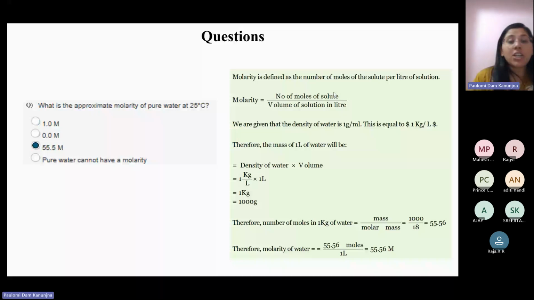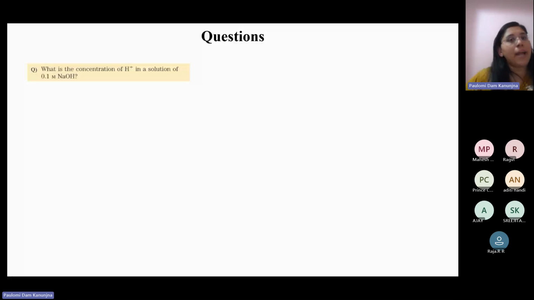Okay, next set of questions. These are all questions that will give you a good practice of understanding the pH, and we'll also do subsequent topics in the coming slides. For now, the equation that we had just done for water. So what is the concentration of H plus in a solution of 0.1 molar NaOH? If you have a 0.1 molar NaOH solution, what is the concentration of H plus ions in that solution?